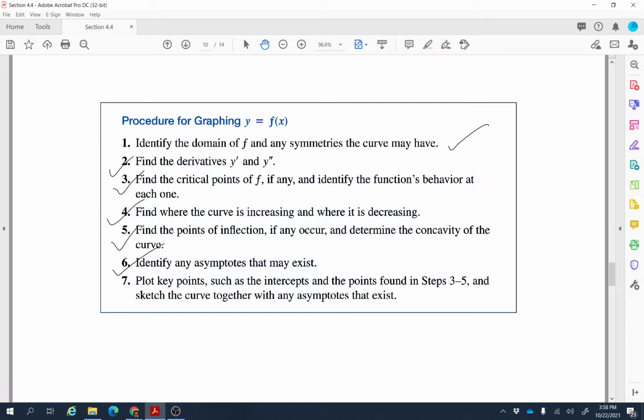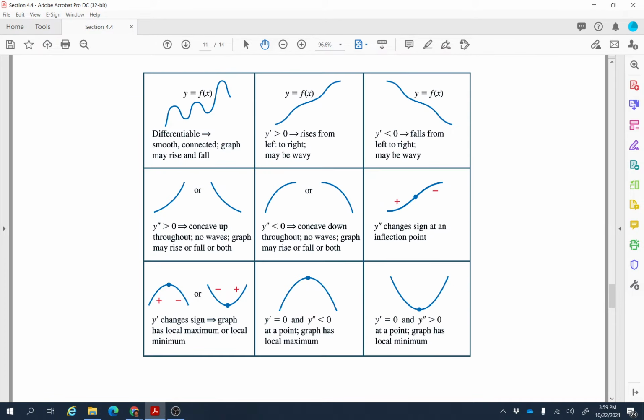And then, by using all this information, try to plot key points such as the intercepts and the points found in steps 3 to 5, and sketch the curve together with any asymptote that exists. So you have to use all this information to plot the graph. And eventually, these are some cases.